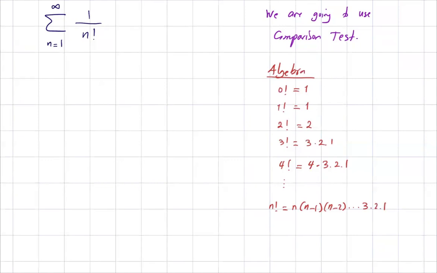We have an observation here. When it comes to factorial, you can basically do a little bit of algebra yourself. Starting at 2 factorial, which is equal to 2, this is more than or equal to 2 itself. 3 factorial is more than or equal to 2 times 2 times 1. 4 factorial is more than or equal to 2 times 2 times 2 times 1. If you continue this process, n factorial is more than or equal to 2 times 2 times 2 times dot, dot, dot, 2 times 2 times 1.